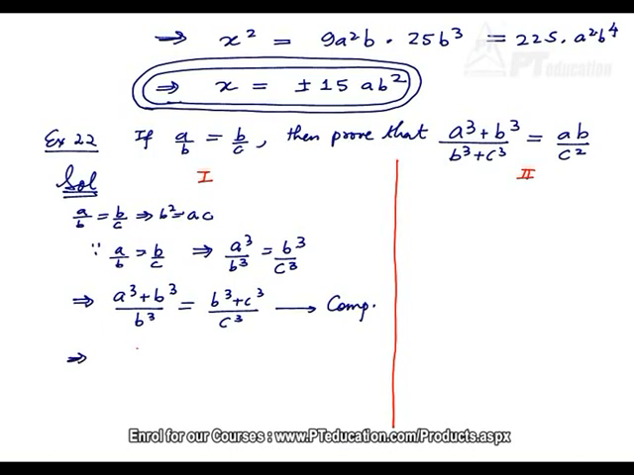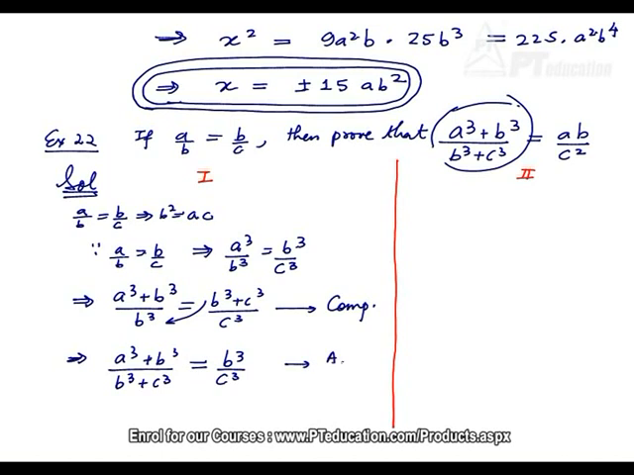Now apply alternando. Basically take this down here and take it up here. So a cube plus b cube upon b cube plus c cube, which is actually what is asked in the question, will be equal to b cube upon c cube. This is nothing but alternando. Alternando is fairly simple. Now a cube plus b cube upon b cube plus c cube is nothing but b into b square upon c cube. But we know b square is equal to ac.